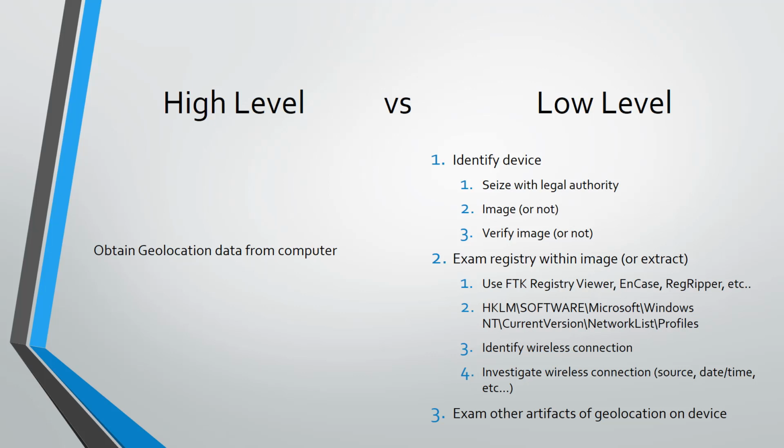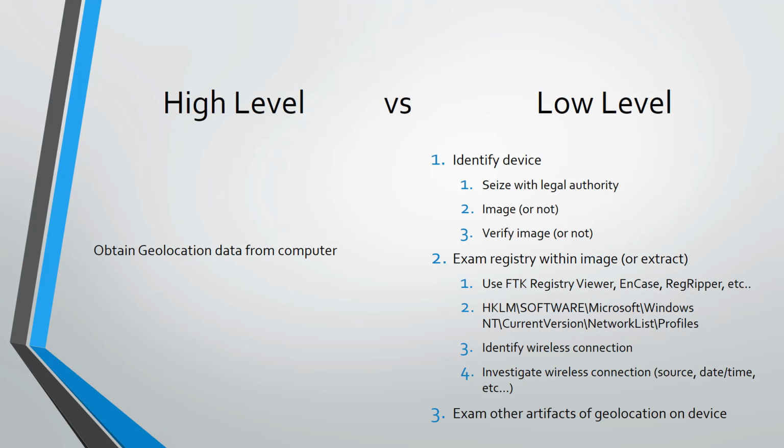And whether you image it or not is another scenario, or whether you verify the image or not, or whether you have to, or whether you even examine it as a live machine and not image it. And then you have, let's say we're going to choose the registry as one location for geolocation data. To examine that registry, we're either going to use a forensic suite that the image is pulled into, whether it be FTK, X-Ways, or EnCase, or we're going to extract the registry and go through it with RegRipper or some other registry tool, and then drill down to the actual key, here the profiles key, and identify the wireless connection and investigate the wireless connection, the source, the date and time, and everything else about it.